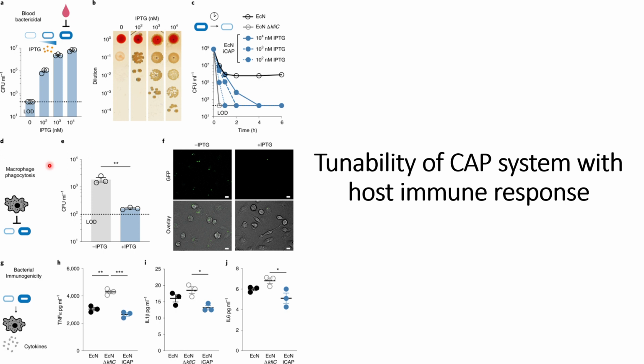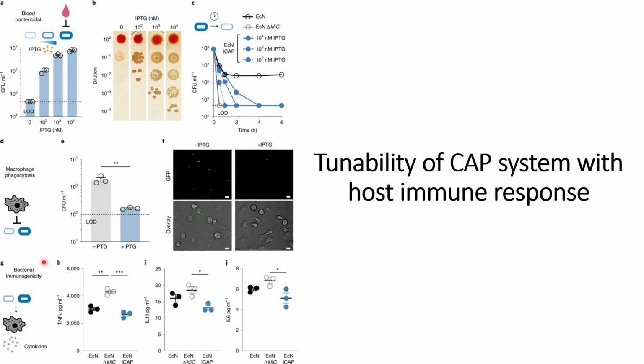Now they wanted to check its response against the host immune system. In order to do that, they co-cultured macrophages with the CAP system, with and without induction with IPTG. When it is not induced with IPTG, they are able to see more cell lysis. But when induced with IPTG, they are able to see less cell lysis, indicating that the CAP around the bacteria is able to prevent the immune response. They quantified this in panel F, where we can see more apoptotic signals without IPTG and fewer apoptotic signals with IPTG.